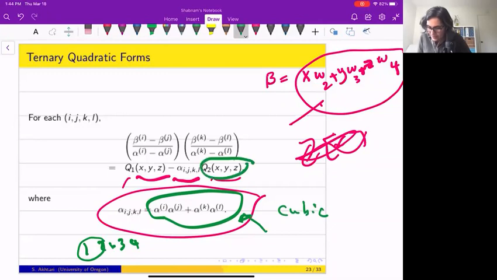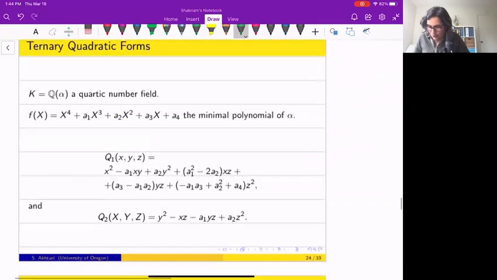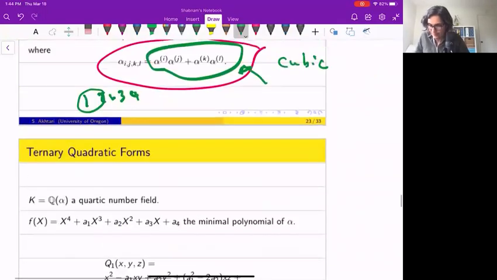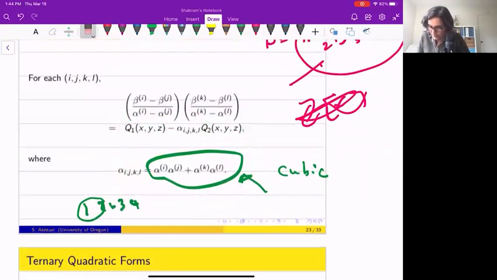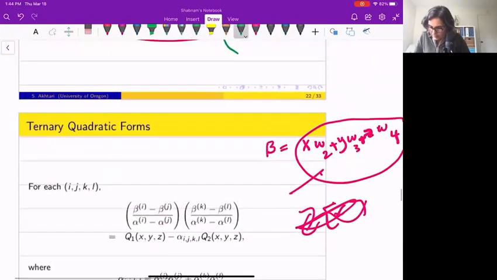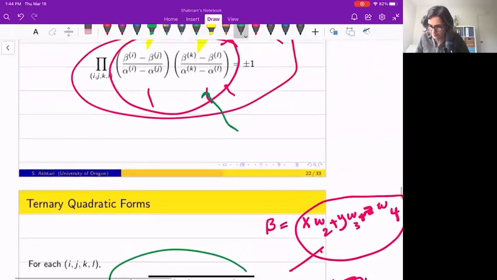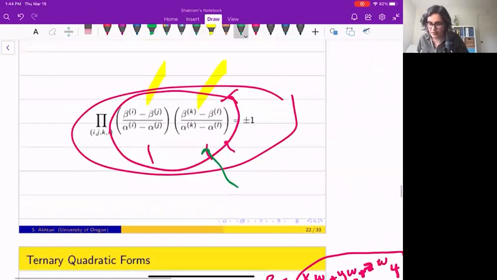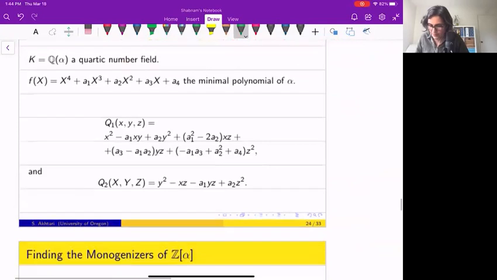And the rest of the things are integers, integer coefficients with again the variables x, y, z, and it repeats in all of the other things in your product here, and I know that the product comes to plus or minus 1.